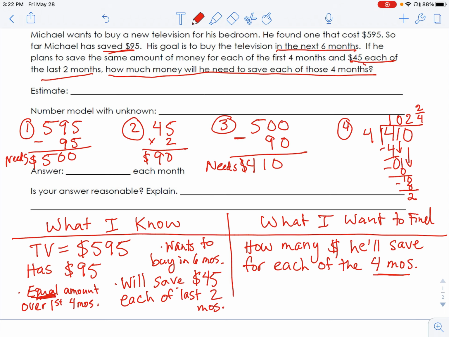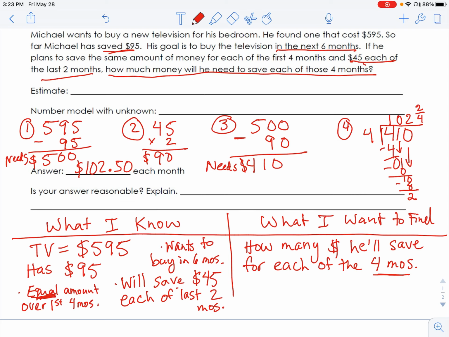And here's why. Okay, so these were my dollars, right? So each month, how much did he save? 102 and 2/4 dollars. Well, we don't really say 2/4 dollars. Oh, but I know 2/4 is a half, and a half of a dollar is 50 cents. So each month, he'll need $102.50. Awesome. Way to stick with all those steps.